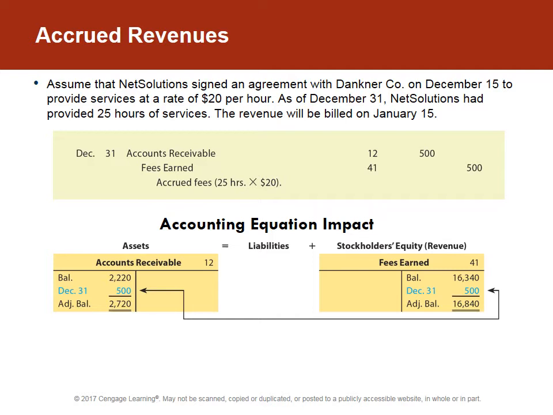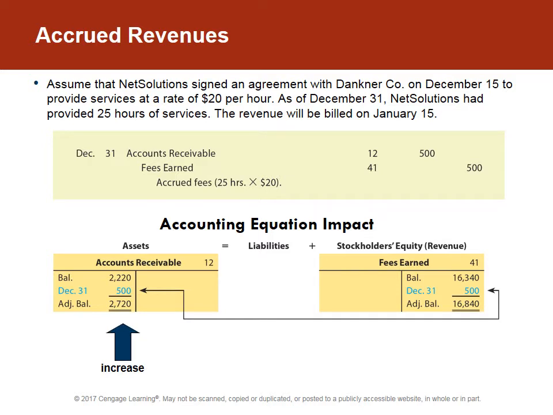So let's say this one more time. This revenue, which we find out is $500, 25 hours at $20 an hour, is being billed because this company earned the money, they did the work, but they have not yet recorded the revenue, they've not even sent a bill. So let's look at the accounting equation impact.